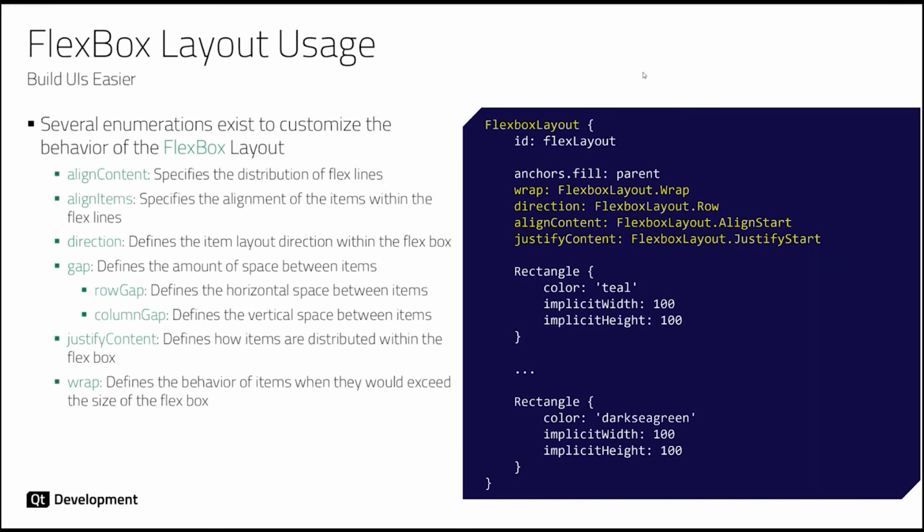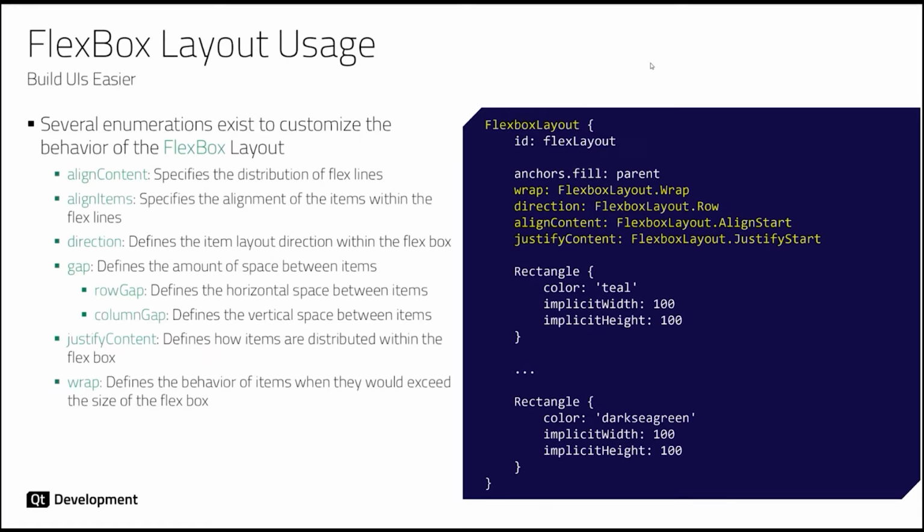So in regards to some of those properties and enumerations that are available to control some of this behavior, we've got a list here of some of those functionalities. So we can align the content, which specifies the distribution of flex lines. We can also align items, define the direction of the item layout within the flex box, define the gap, which is going to be the amount of space between these items, whether it's a row gap or a column gap. We can justify content, and we can wrap the content accordingly.